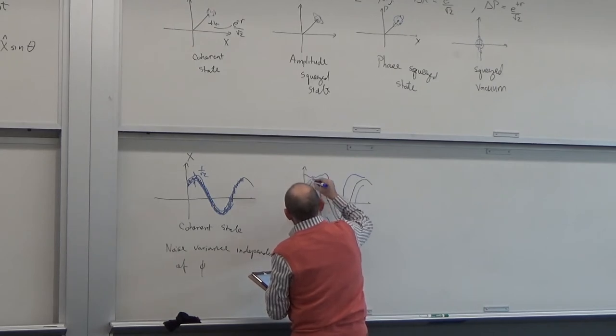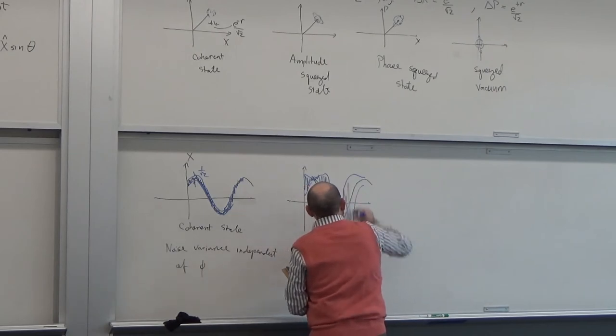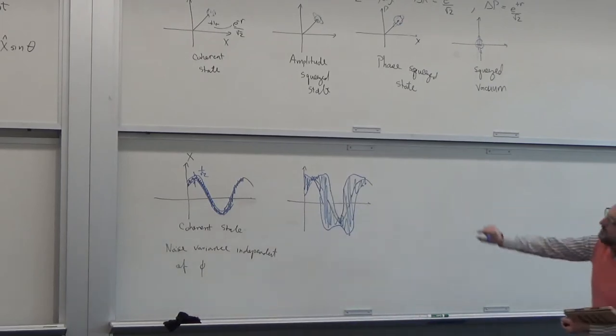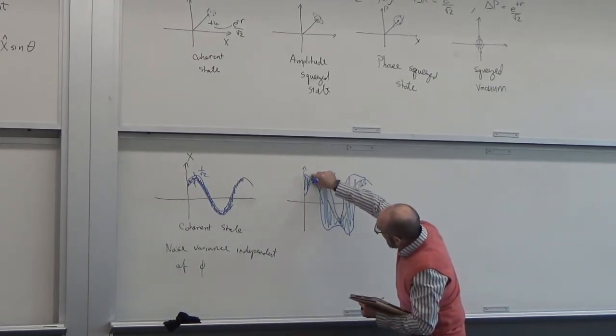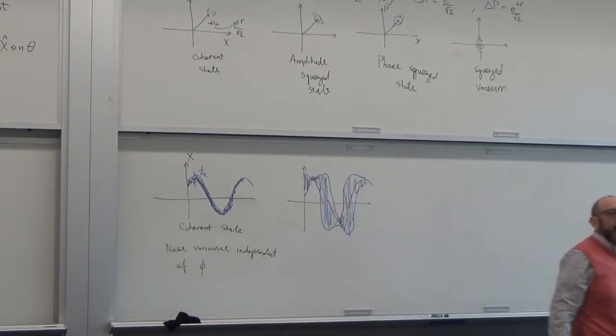So I have lots of noise here, little noise here, lots of noise here, little noise here, lots of noise here, little noise here. Okay. So it's got little noise at the peaks and lots of noise there. That is an amplitude squeeze state.